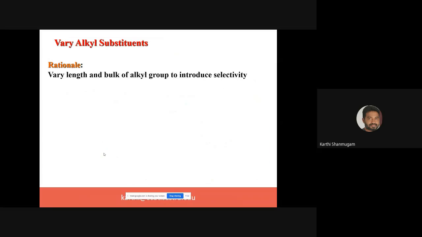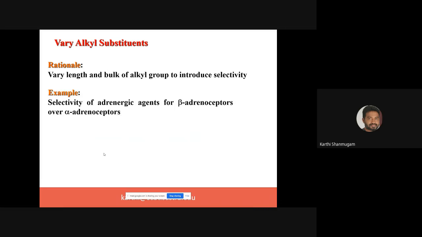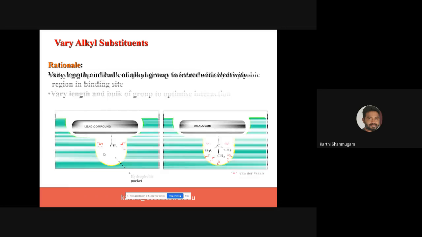So the next is varying. Okay, this is another example. I just want to skip this. Okay, we'll have this example.